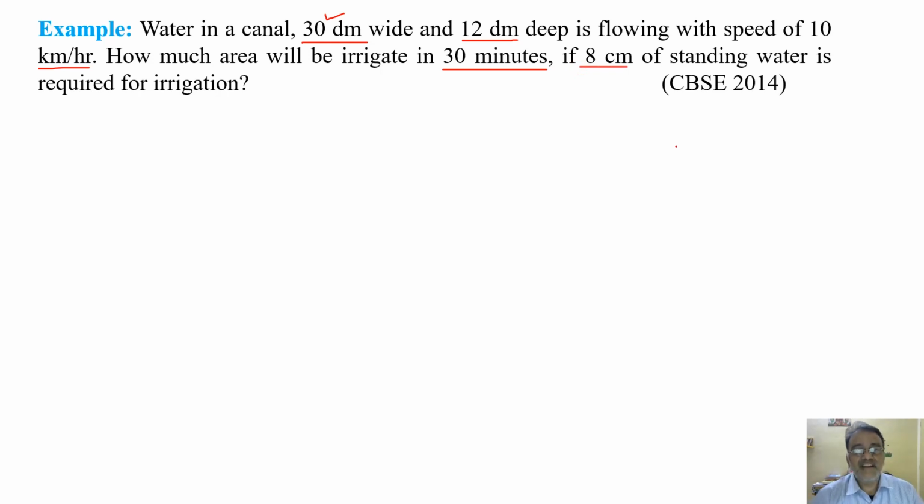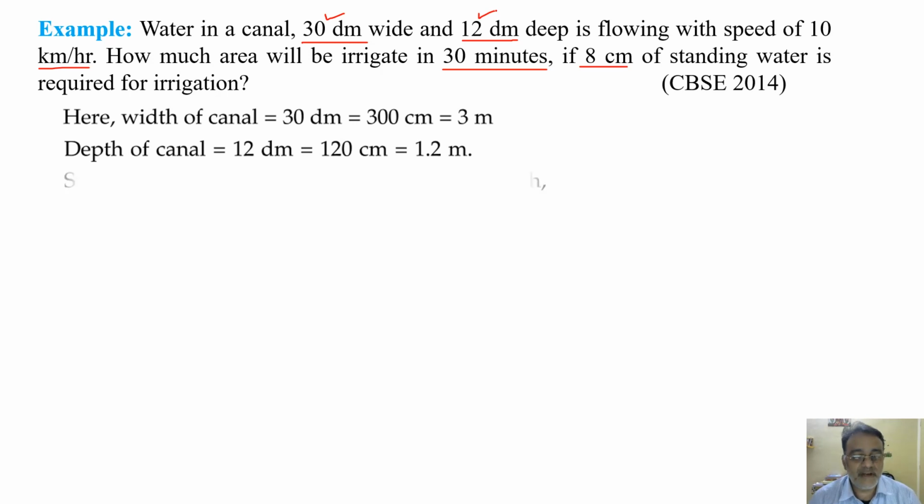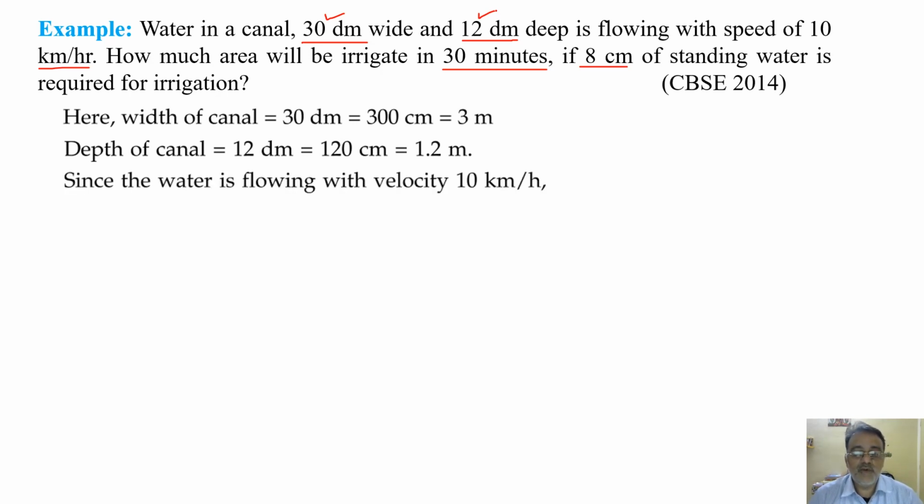So width of the canal is 30 decimeter, that is 300 centimeter. We'll convert it into meter. 300 centimeter means 3 meter. Now the depth of the canal is 120 centimeter, 1.2 meter. And since the water is flowing with the speed of 10 kilometer per hour, so the length of the water column in half an hour will be 5 kilometer, that is 5,000 meter.